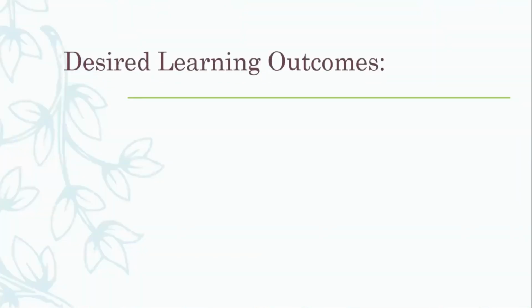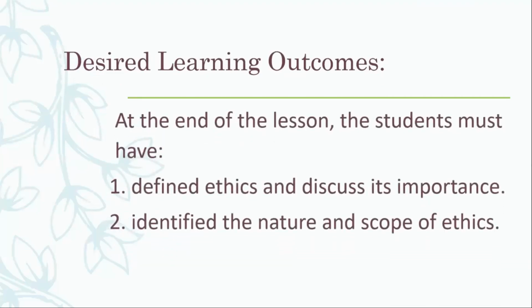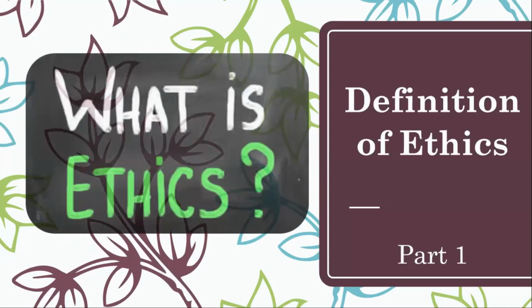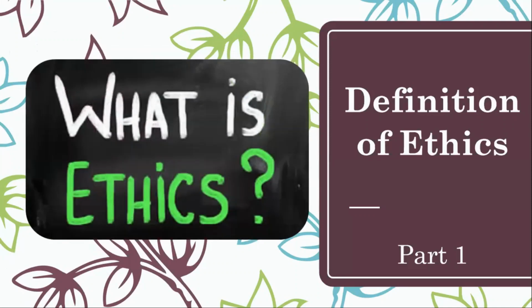So, before we start, we will learn the desired learning outcomes. At the end of the lesson, the students must have, firstly, defined ethics and discussed its importance. Secondly, we'll be able to identify the nature and scope of ethics. Let's proceed to part 1, which is the definition of ethics.